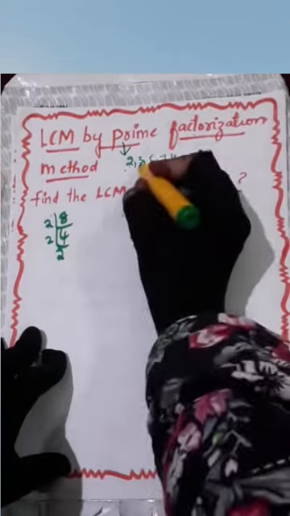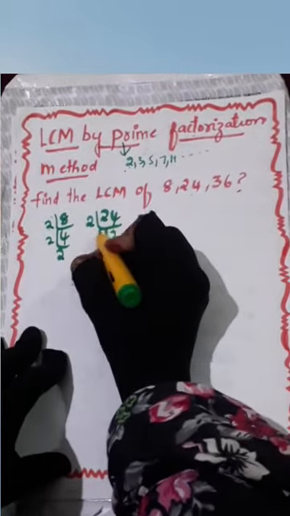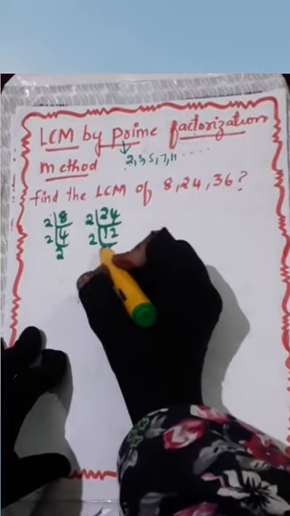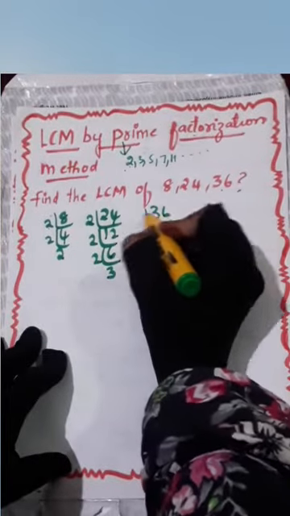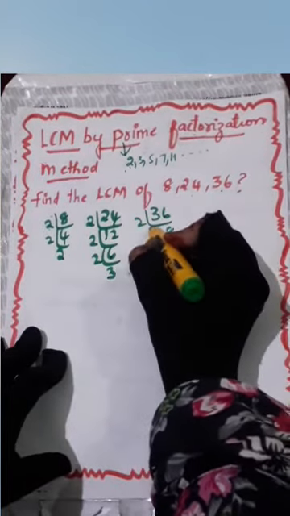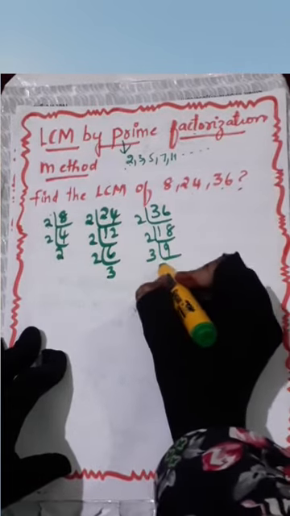Next, 24. What do we have to do? 2 12s are 24, 2 6s are 12, then 2 3s are 6. Next number is 36. What do we have to do? 2 18s are 36, 2 9s are 18, okay, 3 3s are 9.